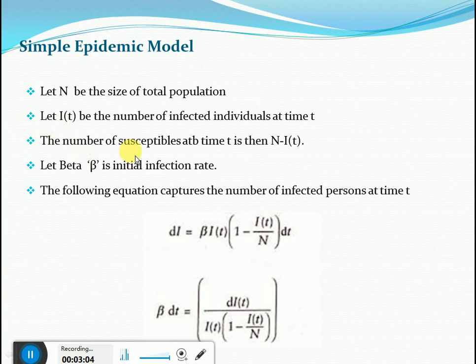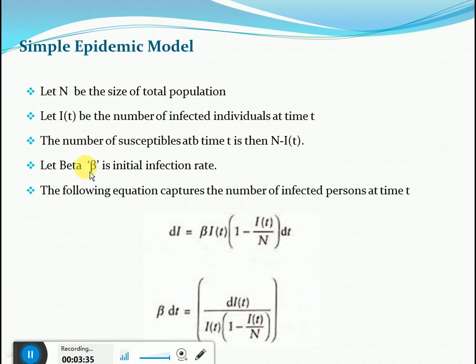The total number of susceptibles, that means the number of people who are not affected by this virus or this disease, is given by N minus I(t), where N is the total population and I(t) is the infected population. So when you subtract this infected population from the total, you get the number of people who are susceptible, who are not yet infected by this virus. It is possible to infect them.